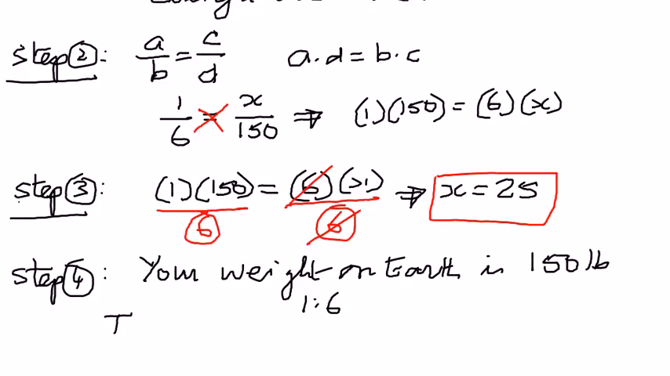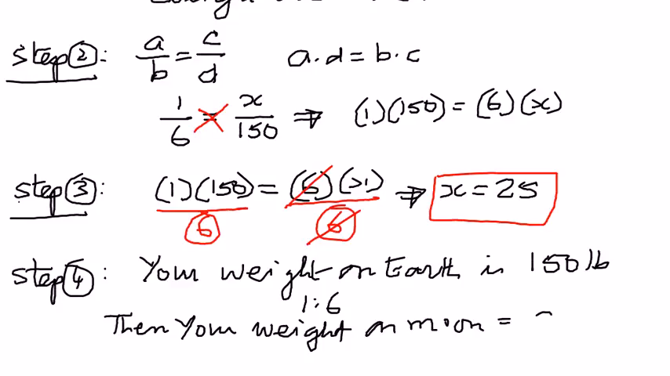So then your weight on moon is going to be 25 pounds. It will be one sixth of what it is on Earth. So you will weigh much lower than your weight on Earth. You'll weigh 6 times less when compared to what you weigh on Earth.